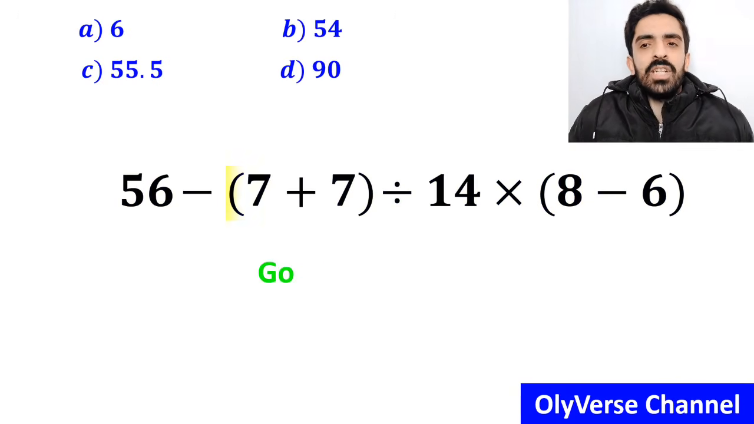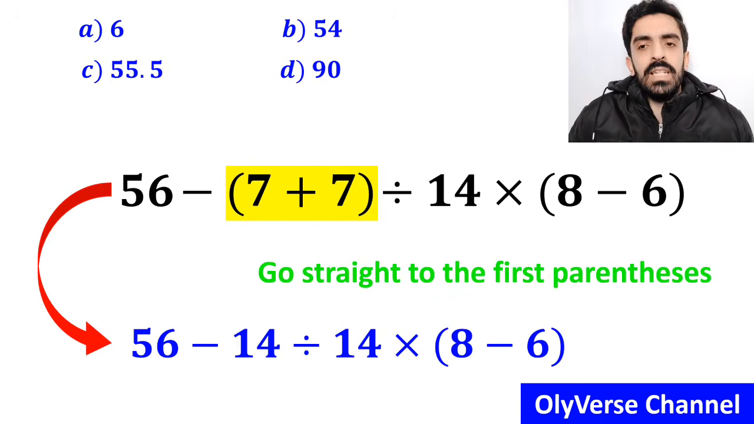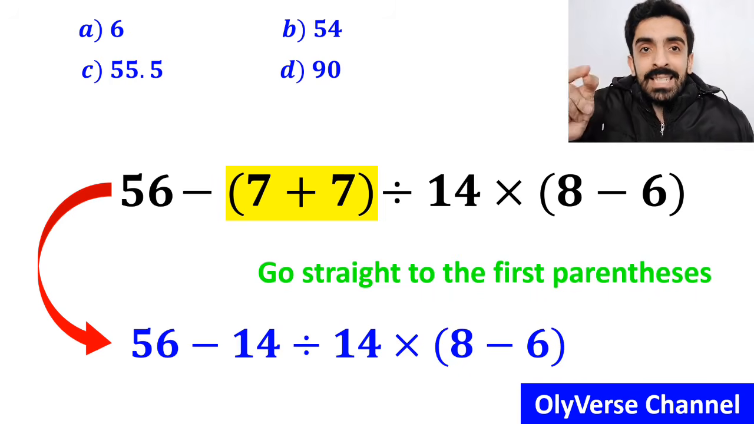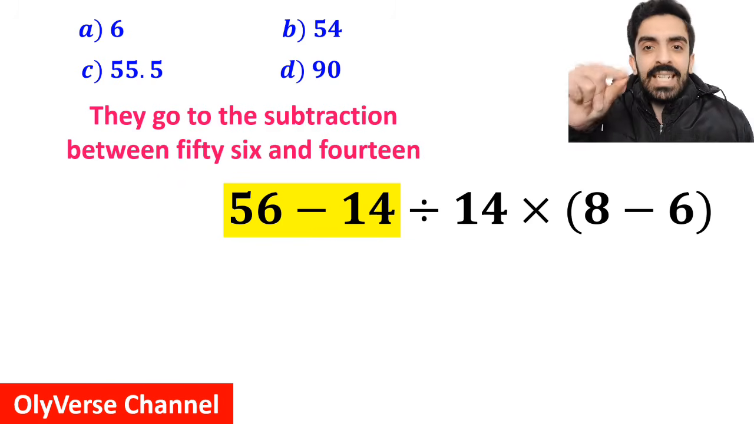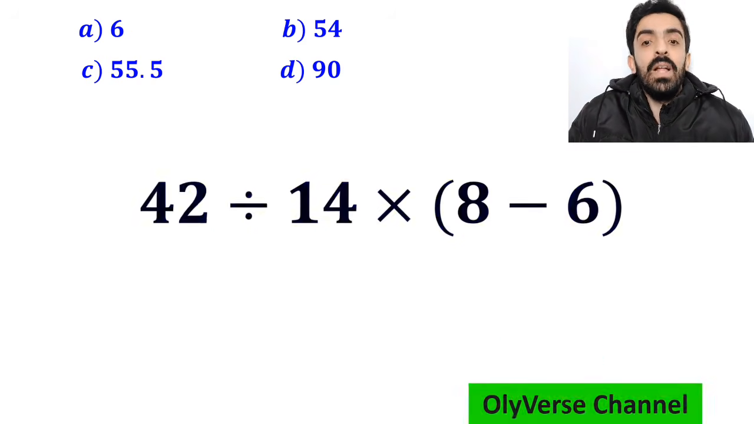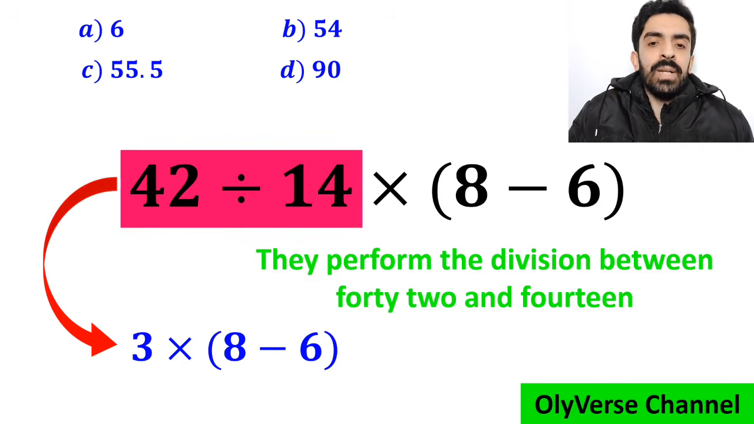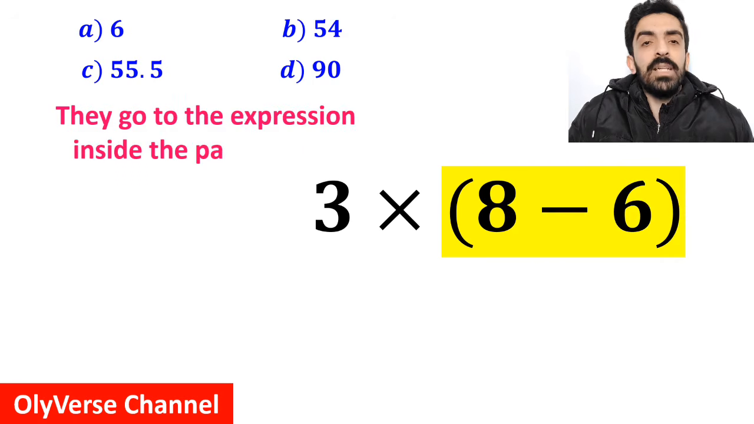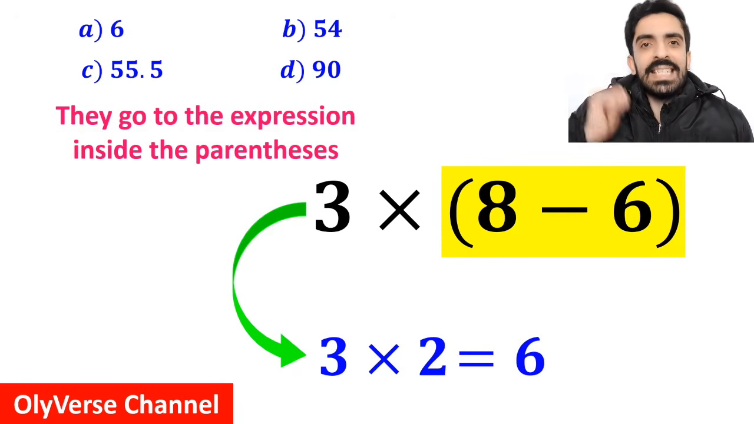Many people, when solving this question, go straight to the first parenthesis and simplify this expression to 56 minus 14 divided by 14 times (8 minus 6). In the next step, they go to the subtraction between 56 and 14 and simplify this expression to 42 divided by 14 times (8 minus 6). Then they perform the division between 42 and 14 and write this expression as 3 times (8 minus 6). And in the final step, they simplify the expression inside the parenthesis to 3 times 2, which eventually gives them the answer 6.